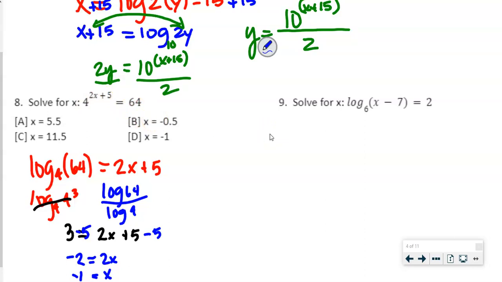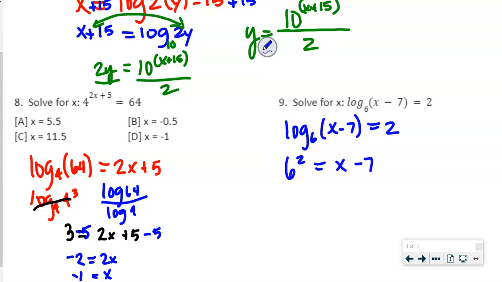This one says, solve for x again: log base 6 of x minus 7 equals 2. We're going to just write this in exponential form. So this is going to be 6 to the second equals x minus 7. Remember, we keep our base and we switch sides with the other two things. This is 36 equals x minus 7. So we're going to add 7 to both sides. So that's 43, sorry, 43 equals x.